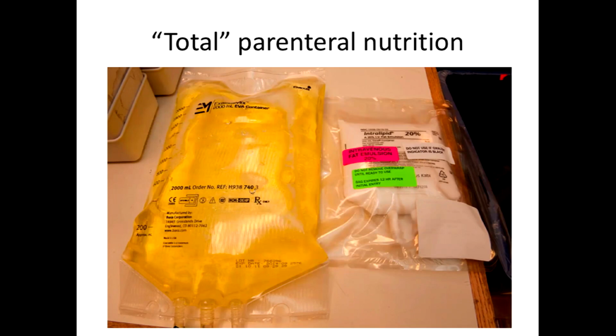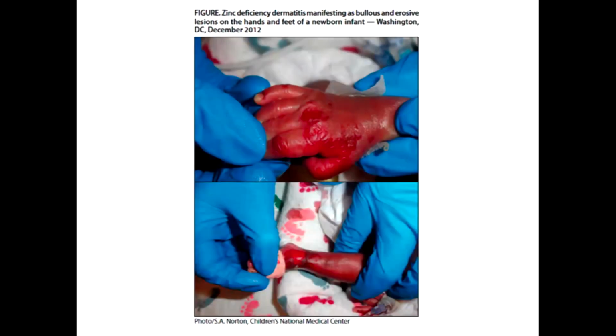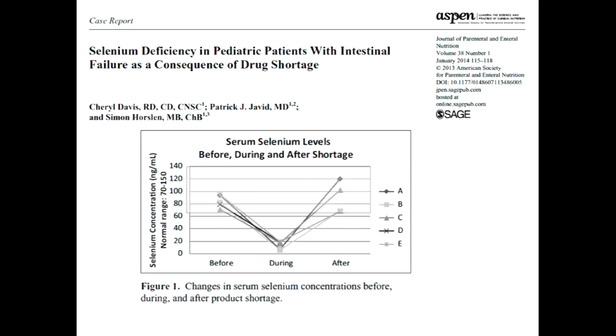And indeed, as practitioners in the field quite well know, the variety of different nutrient shortages that we've been plagued with over the past several years have illustrated that point on a case-by-case basis. So a number of children in a NICU in Washington, D.C. were evaluated for bacterial sepsis because of lesions on their hands and feet, and this was related to zinc deficiency because of inadequate supplementation.